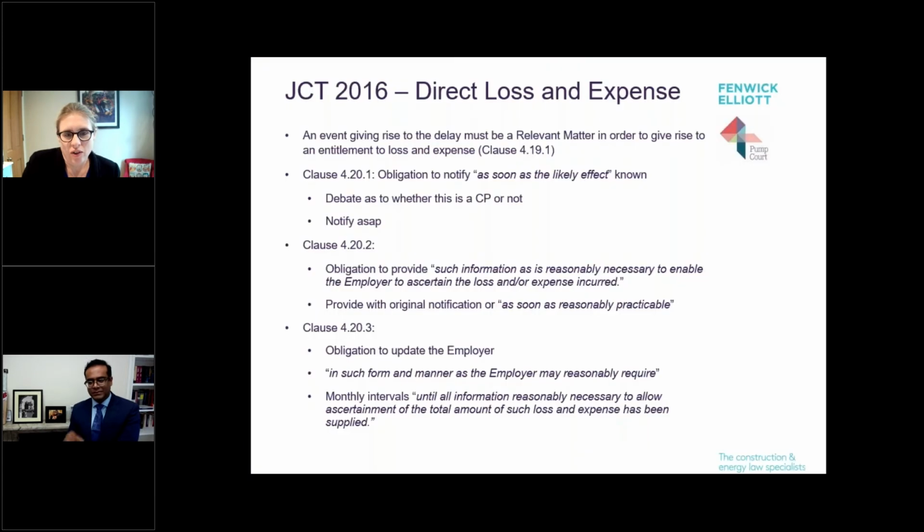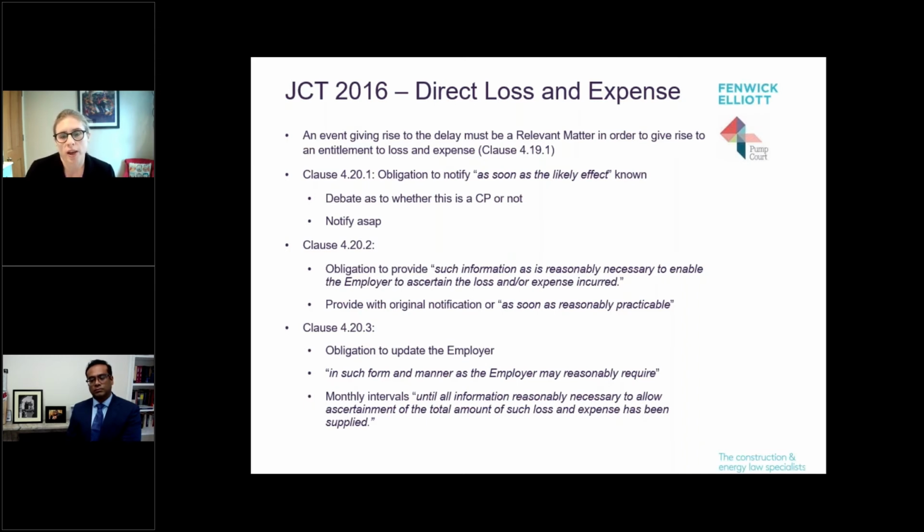So just turning to the JCT quickly, that refers to prolongation costs as direct loss and expense. And just running through the provisions, just by way of a refresher quickly, the first point to note that people do often forget is that a relevant matter is required to claim your loss and expense. That is separate to a relevant event, and the two lists are not always the same. So you need to go to your contract and check, is it a relevant event? Is it a relevant matter? They're two separate things, step one.